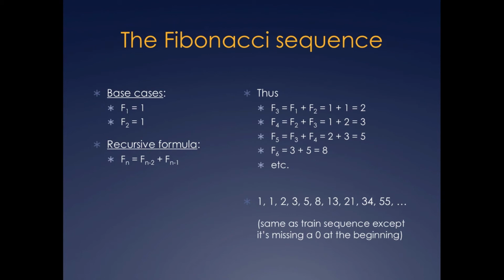Now, it's interesting to note that this is the same as the train sequence, except that it doesn't have the 0 at the beginning. So the train sequence went 0, 1, 1, 2, 3, 5, 8, 13, 21. This is exactly the same, except it's missing the 0 at the beginning.